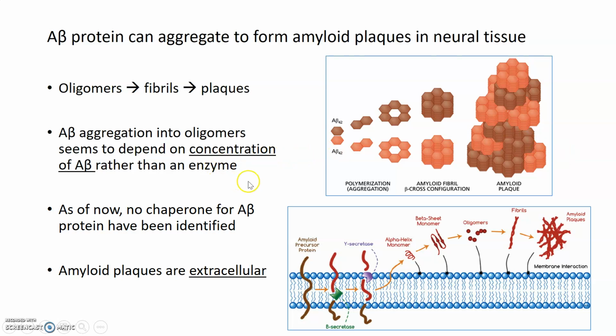As of right now, there has not been a chaperone identified that can help fold the A beta protein, which is unfortunate because that might be able to prevent some formation of these fibrils and amyloid plaques. But right now, that is not something that we know about. And one thing I do want to stress is that amyloid plaques are not inside of the neurons themselves or inside of any tissue themselves. They're actually generated on the extracellular side. And so they don't exist inside the neurons of the brain, but rather in the extracellular parts of the tissue.